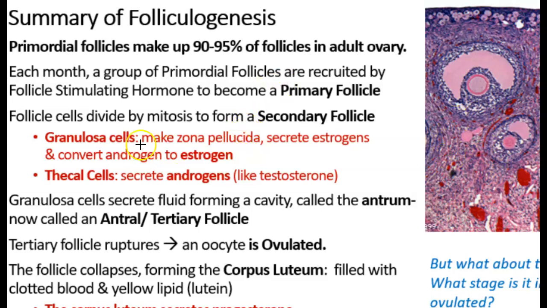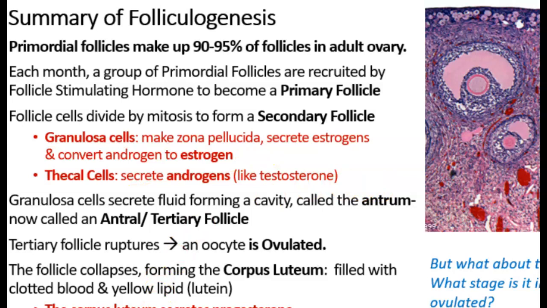And when there's layers of cells, we get two types forming. The granulosa cells that make the zona pellucida and secrete estrogen, and the thecal cells that secrete androgens. Now those androgens can be turned into estrogen by the granulosa cells as well.